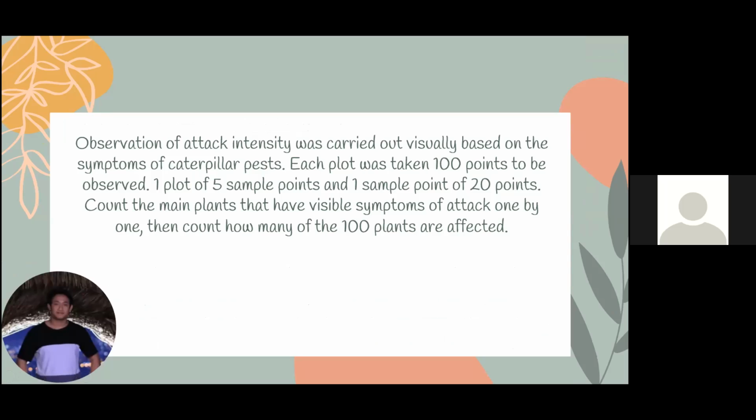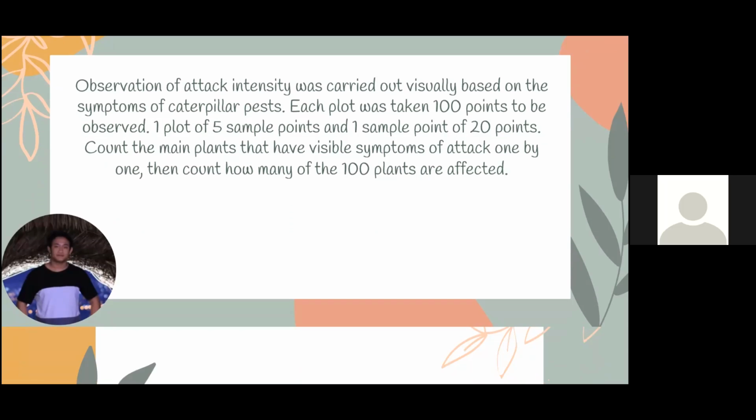Observation of attack intensity was carried out visually based on the symptoms of caterpillar pests. Each plot was taken 100 points to be observed, one plot of 5 sample points and one sample point of 20 points. Count the main plants that have visible symptoms of attack one by one, then count how many of the 100 plants are affected. Next.